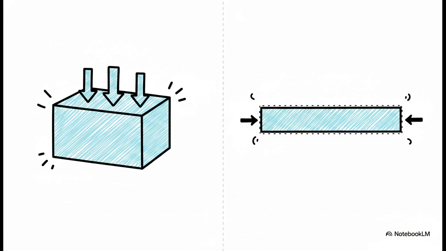Strain, on the flip side, is the physical result of that stress. It describes the amount of deformation. It's just a fractional change, like, say, the change in length divided by the original length. Because it's a ratio like that, strain is completely dimensionless. It's just a pure number.